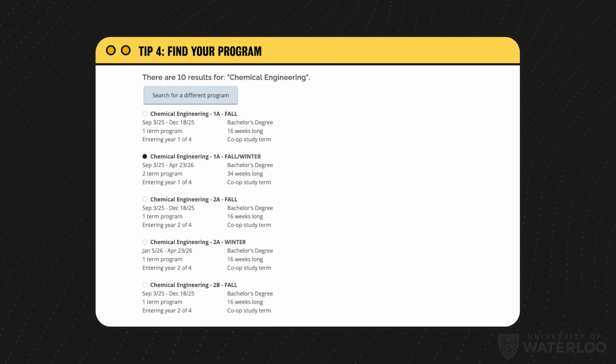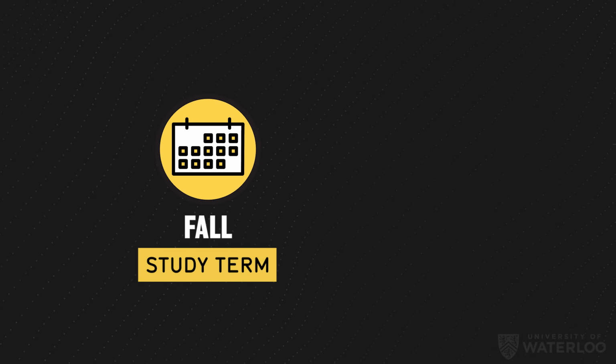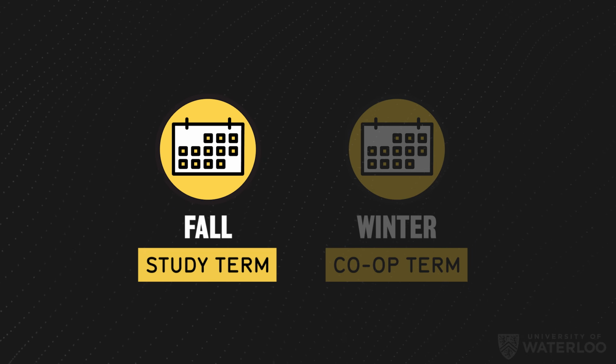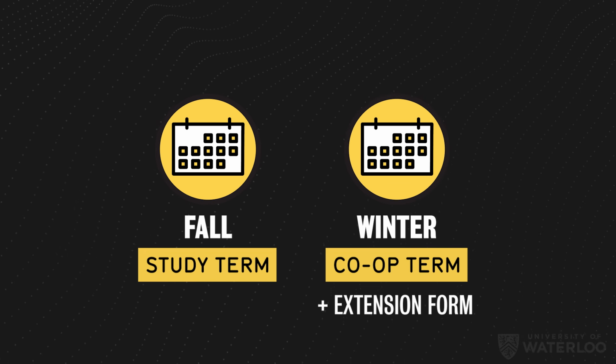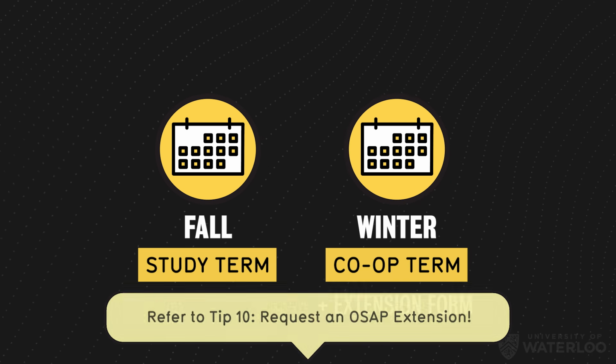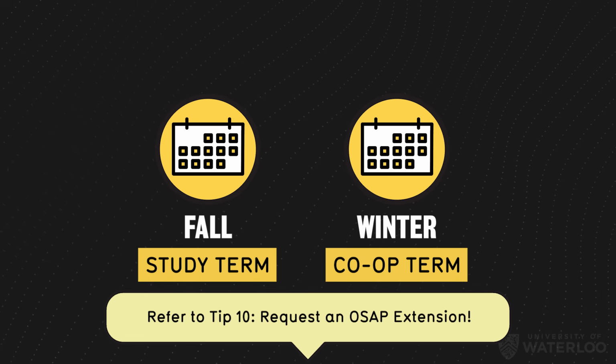Keep in mind that some programs may have different areas of focus, so be sure to pick the correct one. If you're applying for funding for 2 terms, select the 2-term option. If you're only applying for 1 term, choose the 1-term option. If you're in a co-op program and don't have 2 study terms back-to-back, you'll need to apply for OSAP 1 term at a time. For instance, if you're in school during the fall and on co-op in the winter, you'd only need to apply for OSAP for the fall term, September to December, and then submit an extension form to SAFA to add your winter term, January to April, to your existing OSAP application. Refer to Tip 10, Request an OSAP extension.